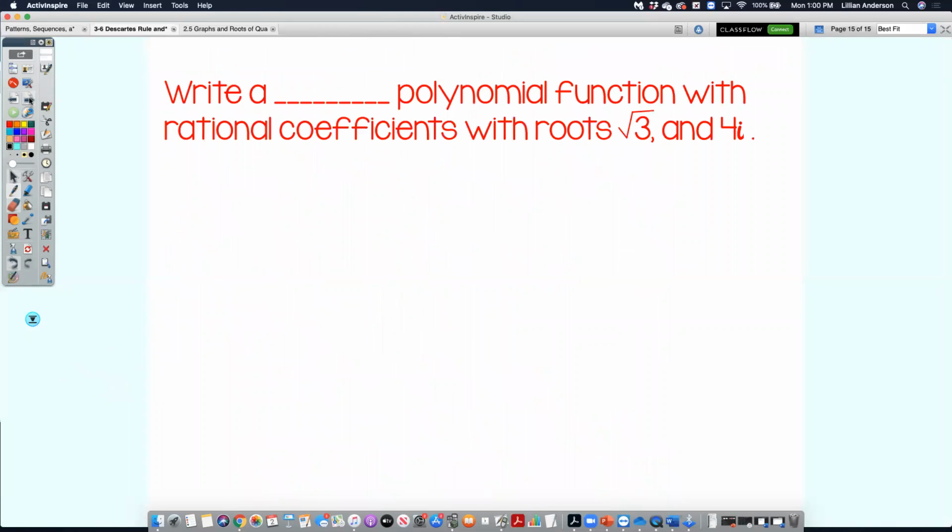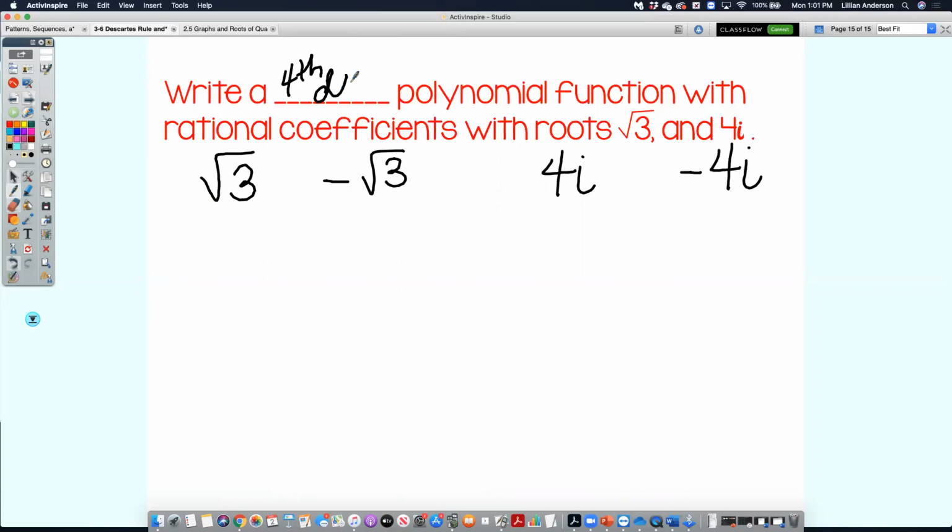Okay? Last one. This one we got a complex and an imaginary. Complex number and an imaginary number. So if root 3 is one of my roots, then I know what else is a root. Negative root 3. Very good. And then if 4i is a root, then this is going to be yet another 4th degree polynomial.